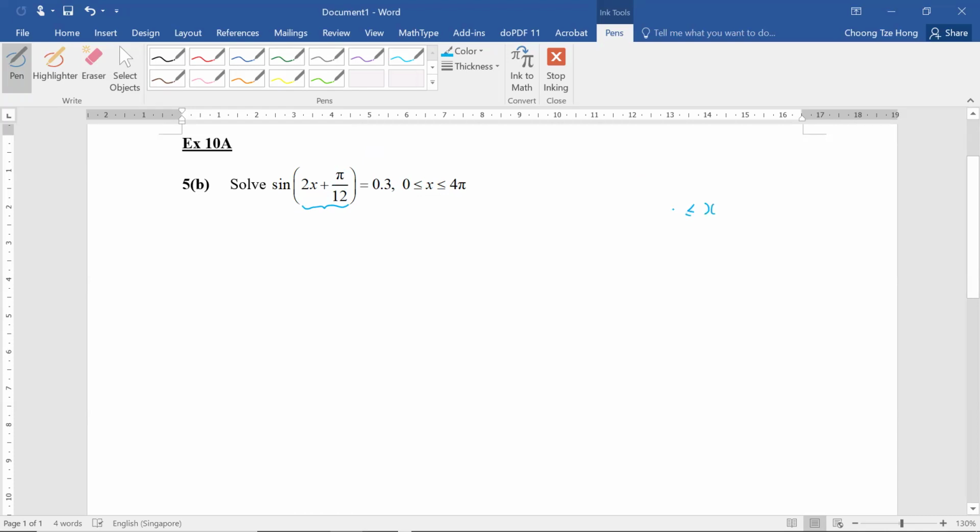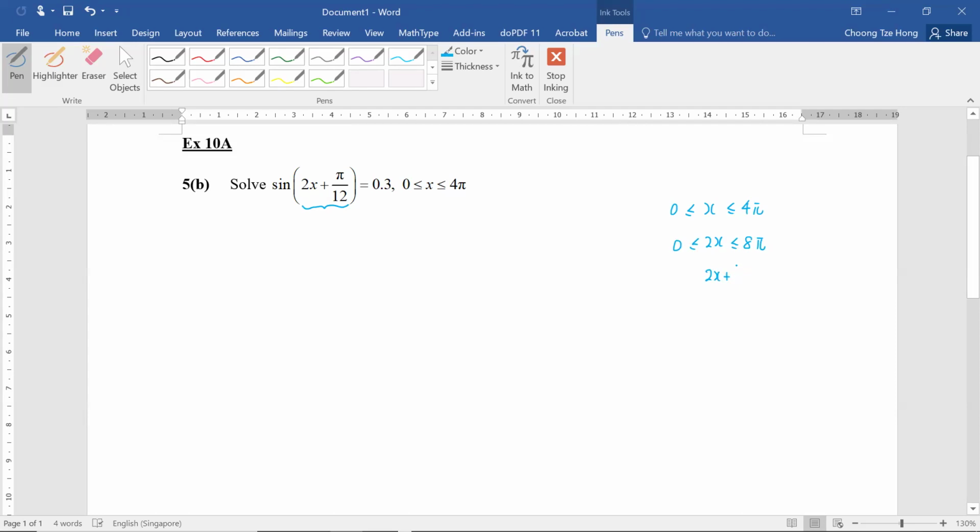The original range for x is from 0 to 4 pi. 4 pi is actually 720 degrees, meaning it's 2 rounds already. The angle here is 2x plus pi over 12, so I'll multiply by 2 first. The left side remains 0, and the right side becomes 8 pi.